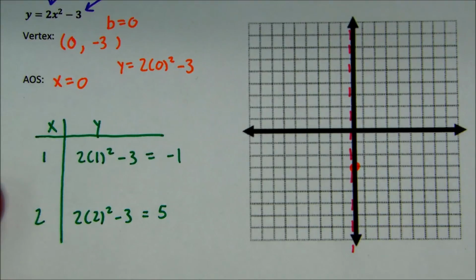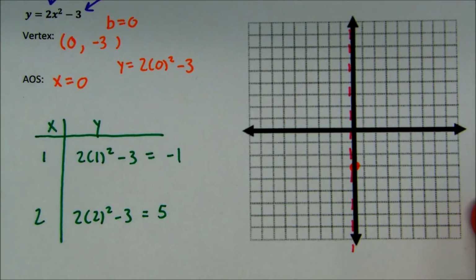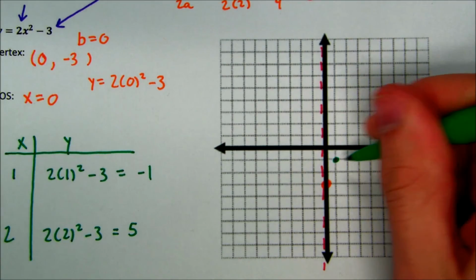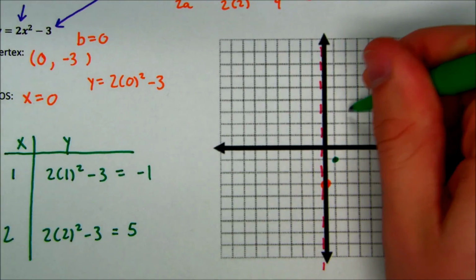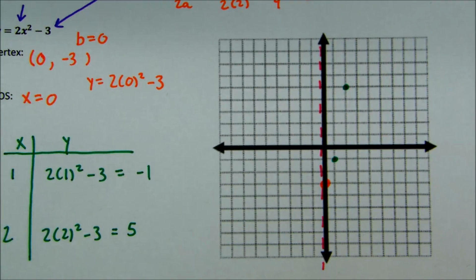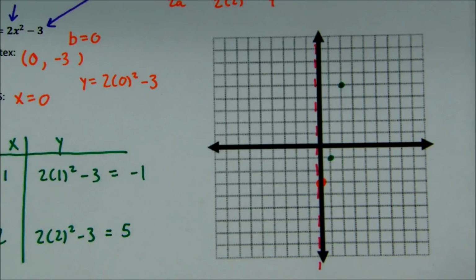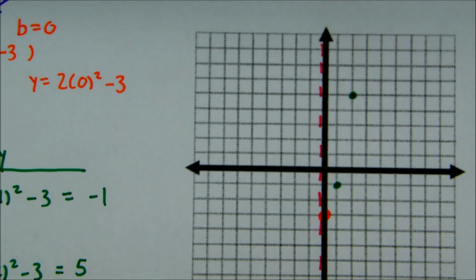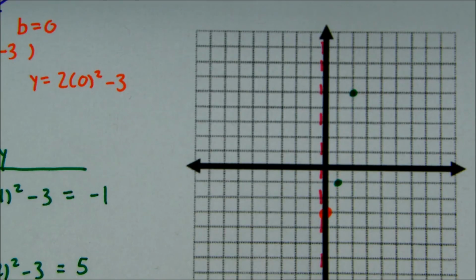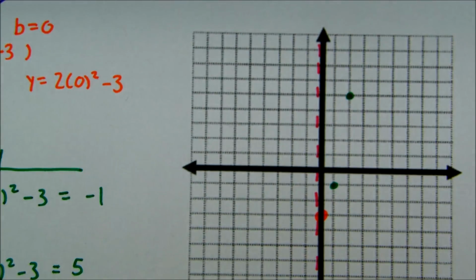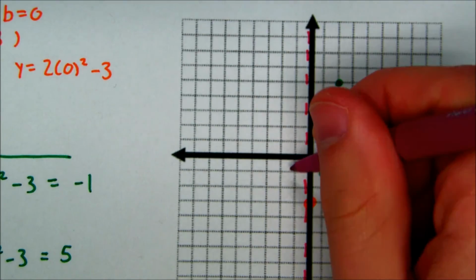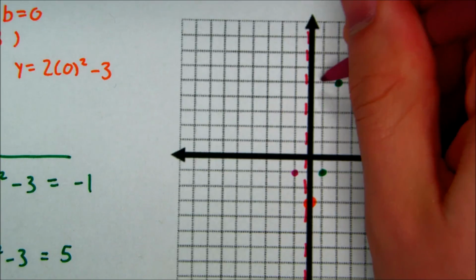So I'm going to go ahead and sketch these points. I have the point 1, negative 1, so 1, negative 1, and 2, 5: 1, 2, 3, 4, 5. And I've got them on my graph. The last thing I'm going to do is reflect them across the axis of symmetry. So again, like last time, I'm just going to count how far away I am from the axis. Well, I'm 1 away, so I go 1 on the other side. I'm 2 away, I go 2 on the other side.